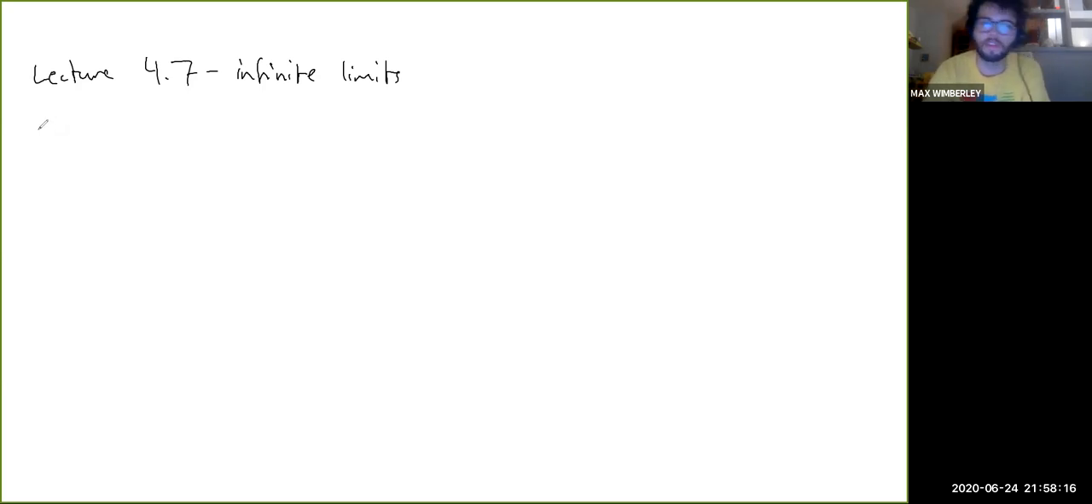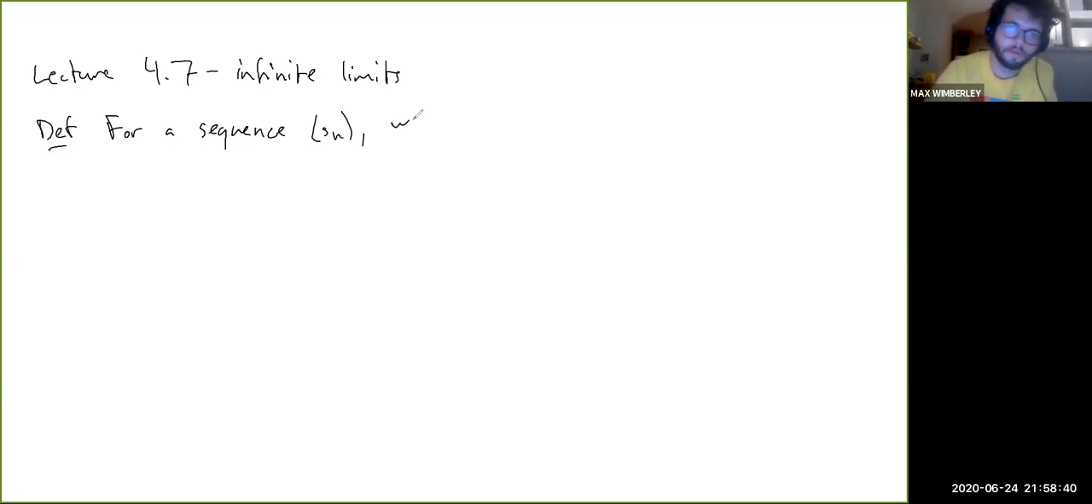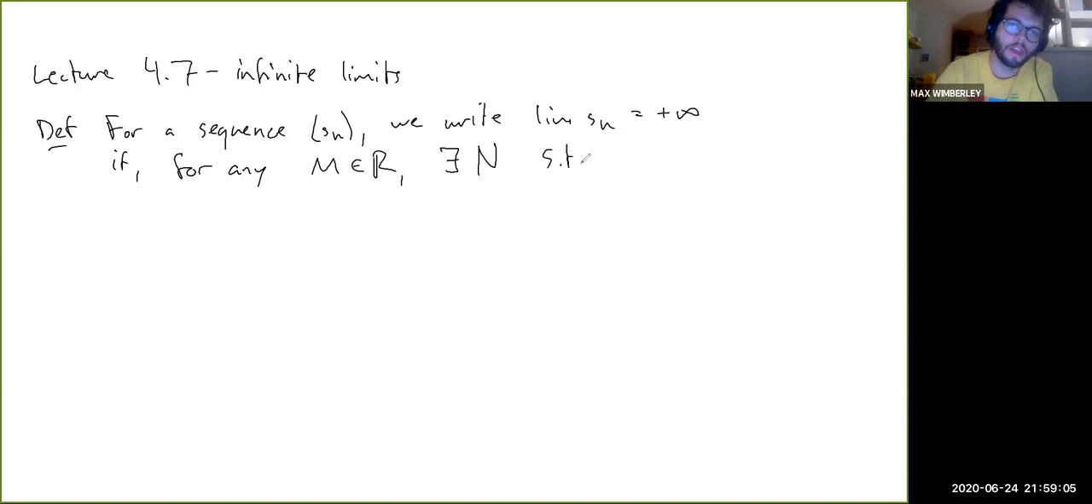And we still call this divergence, even though we say the limit exists in these cases. But yeah, so we'll say definition. For a sequence Sn, we write the limit of Sn equals positive infinity if for any M, there exists some N such that for n greater than N, we have Sn greater than M.